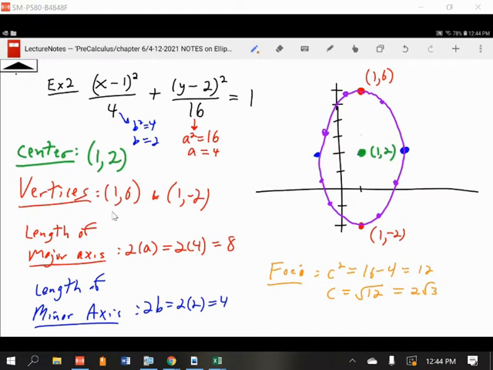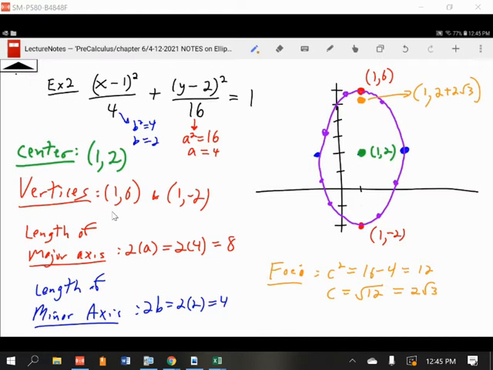I almost guessed 3.5. So if I go up from the point (1, 2) by 3.46, that puts my focus right there. Obviously, it's better if I do this on graph paper, but that's one of my foci. What are the coordinates of that point? Well, the x-coordinate's still 1. The y-coordinate is 2 plus 2 radical 3. That's how you'd want to write it. You want to write it in exact form.